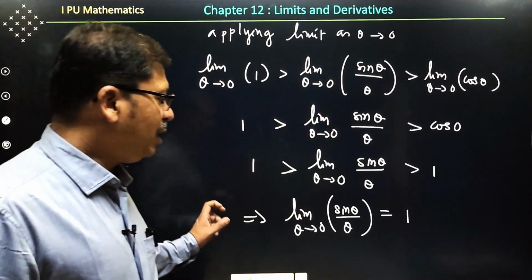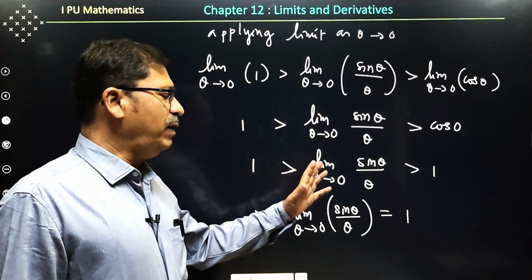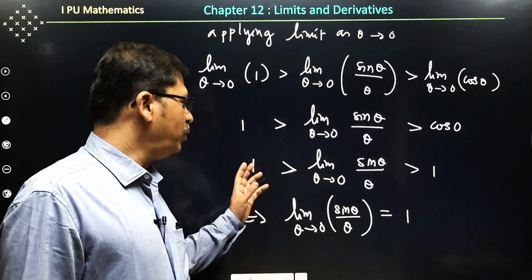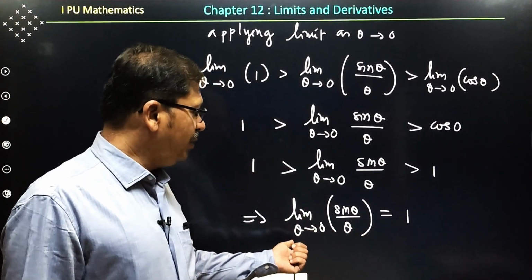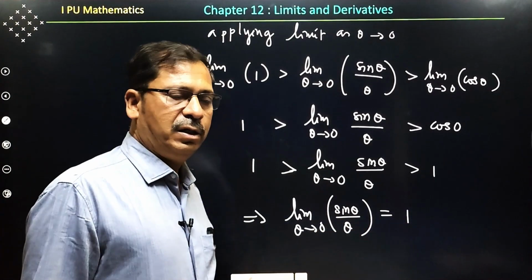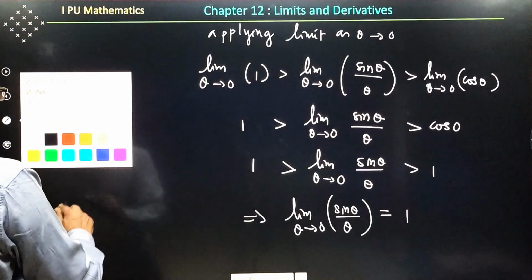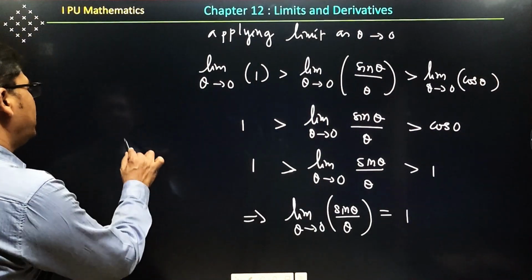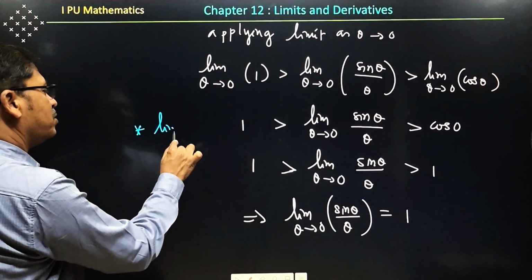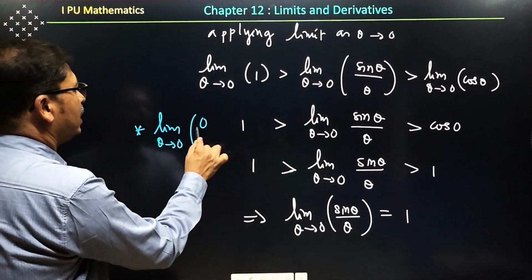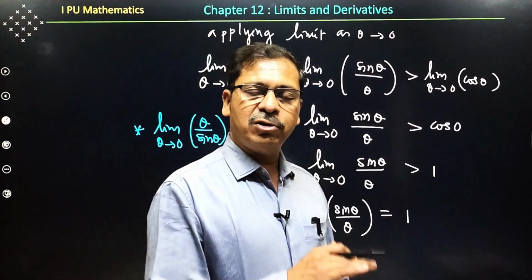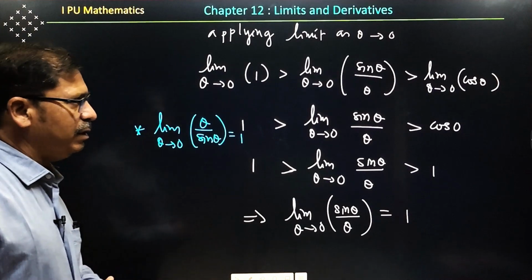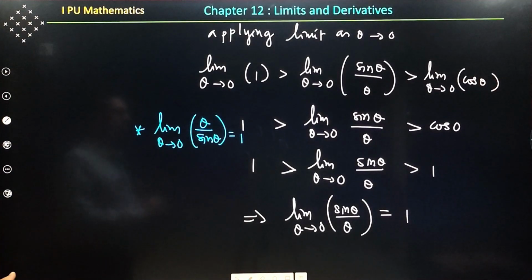When theta approaches 0, the value of sin theta upon theta is approaching 1. That itself is written in the language of limits as limit theta tends to 0 of sin theta upon theta equal to 1. And better you remember this is also possible: limit theta tends to 0 of theta upon sin theta is also 1. So this can also be taken as a standard limit. Anyhow, I have completed the proof of this theorem. If you have any difficulty, please tell me.